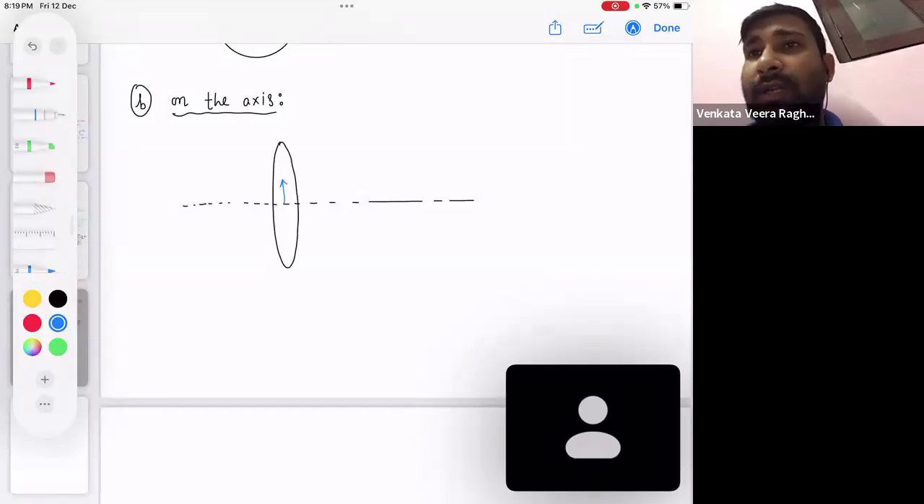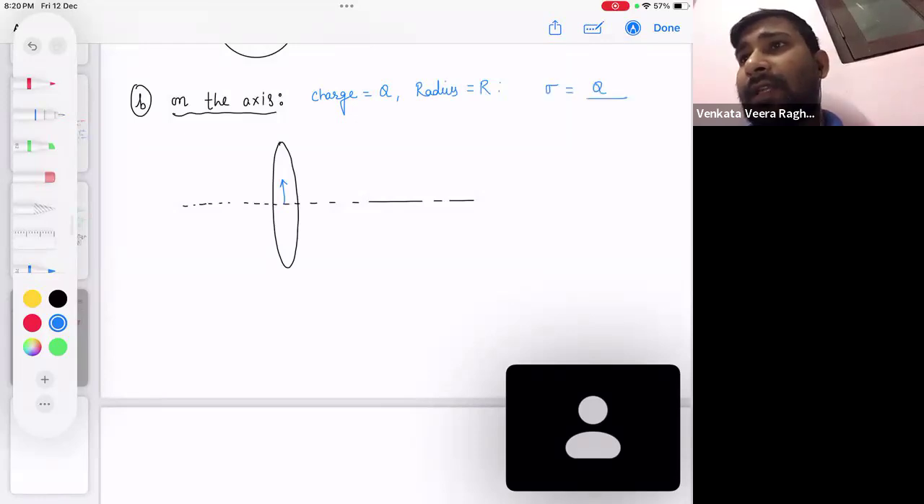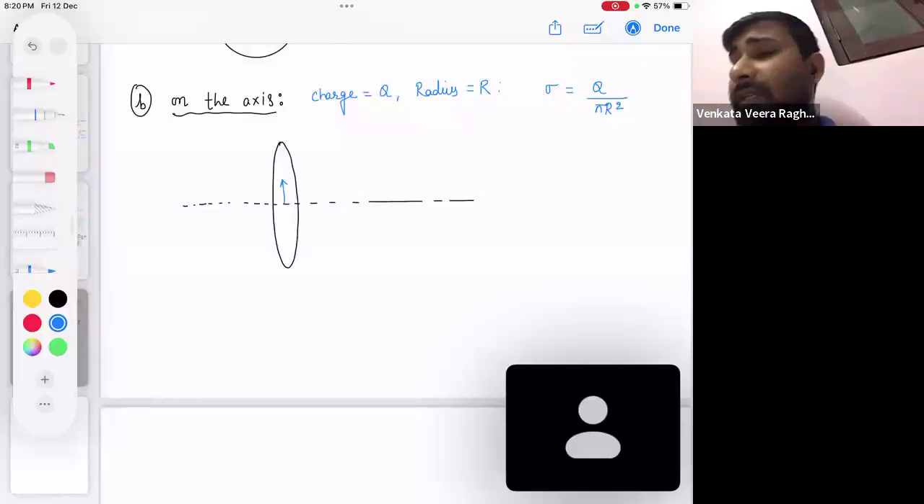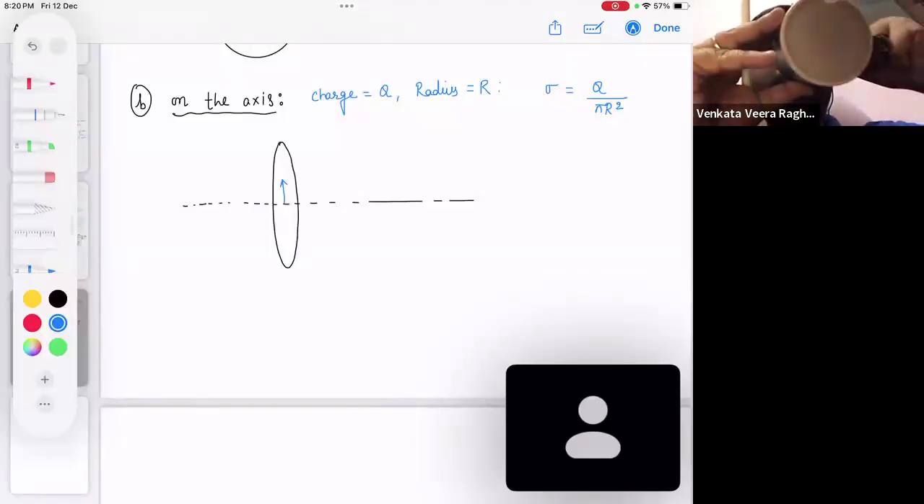So this disk is having total charge Q, and the radius of this disk is R. So that means, can I say sigma is going to be Q divided by pi R square? First, we are going to write it in terms of sigma. Later, if we want, we can convert it in terms of Q. But it will be better if we write our formula in terms of sigma.